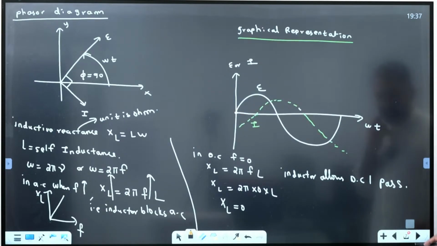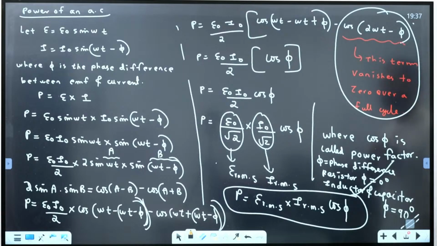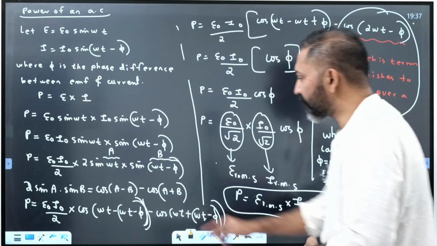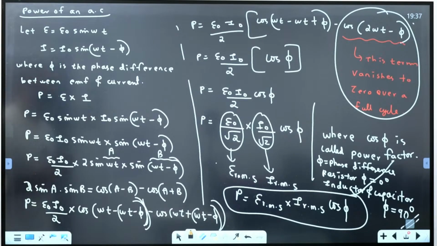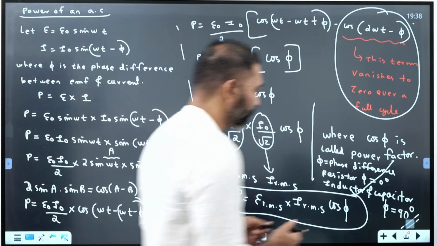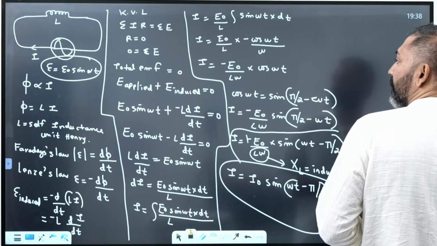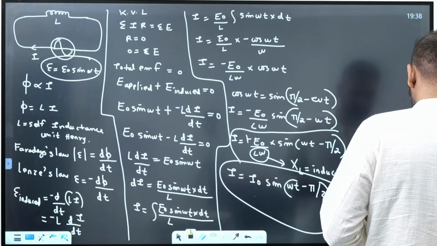Then phasor diagram graphical representation. Then power of an AC derivation. There was a confusion at this stage, but still I completed. Power equal to ERMS, IRMS, cos phi. And cos phi is called what? Power factor. In resistor, phi is what? 0 degree. In inductor and capacitor, phi is equal to 90 degree. I hope it is clear. So repeat. Okay.